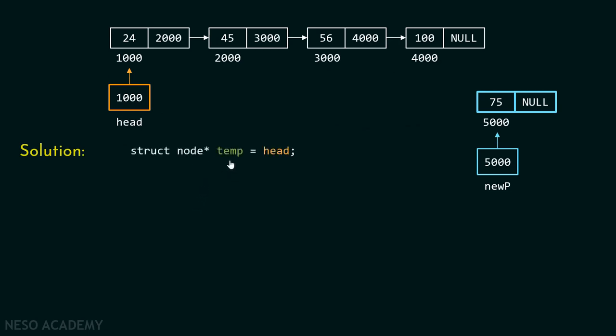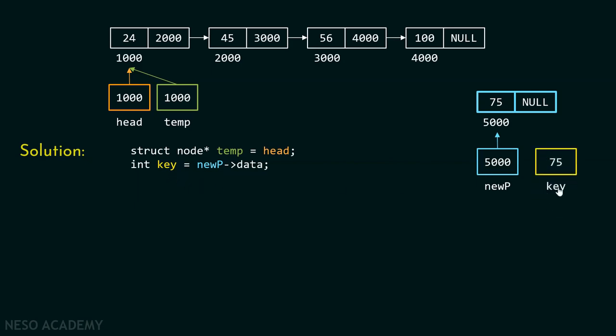First, we will declare a temp pointer which must point to the first node of this list, because we have to traverse the list. For this purpose, I am keeping this temp pointer in the first position. Now, I have declared one key variable which must contain the data of this particular node. We will use this key variable in our code. I'll show this to you after a moment. So let's declare this key variable over here. You can see that it is holding this value 75.